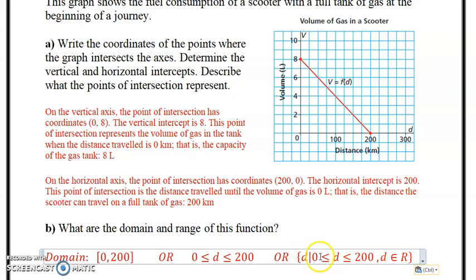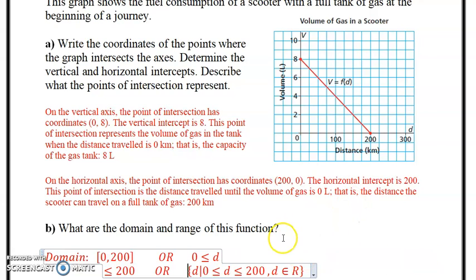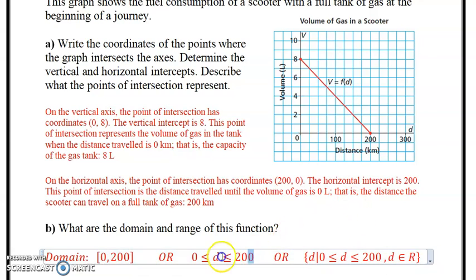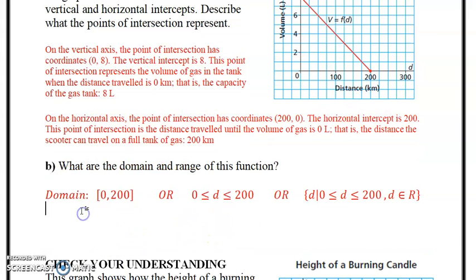So D such that 0 is less than or equal to D, less than or equal to 200. You don't need to use this notation for me. I'm okay with this or this, but just be mindful that it is another way to write it. Okay. Next, we'll do the range.